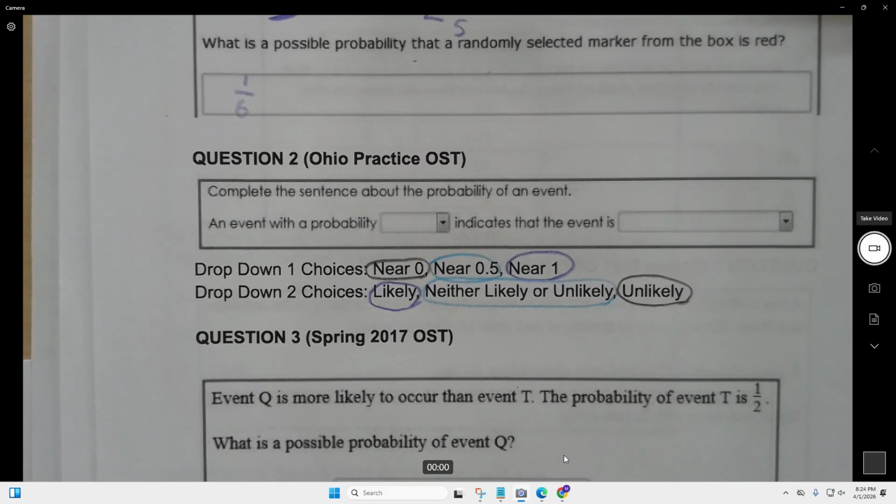Because when you think about near 0, near 1, think about percentages, okay? 1 means 100%. 0 means 0%. If it's 0, how likely is it? It's not.